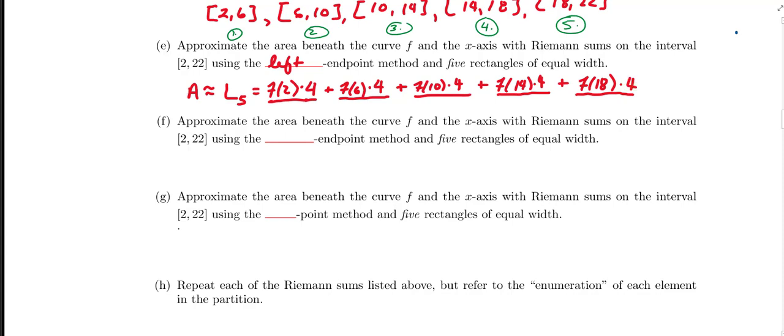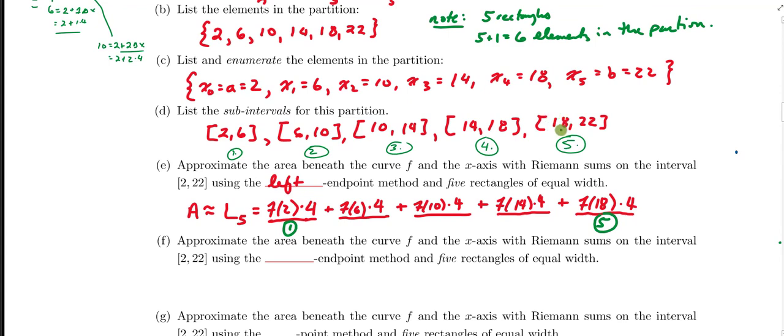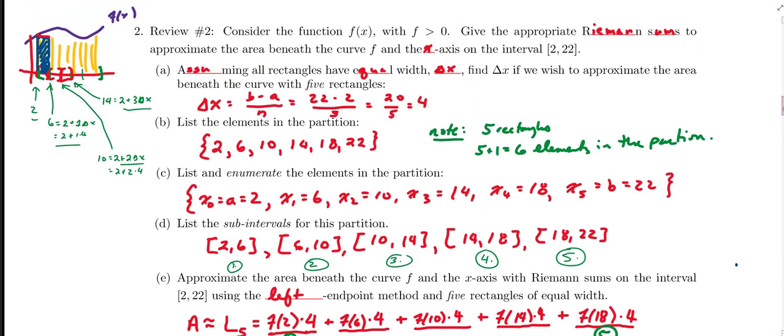Now just do a quick double check, folks. Here's the first rectangle. Here's the fifth rectangle. Notice I have as many rectangles as I'm supposed to have. And for each rectangle, I got the height by taking the left endpoint of its appropriate subinterval and plugging it into the function.